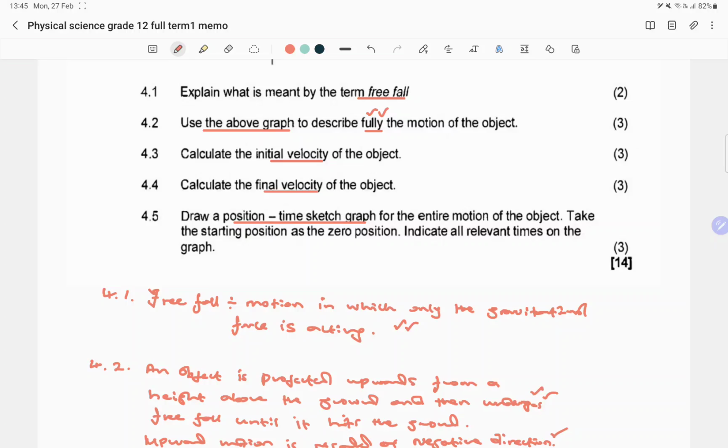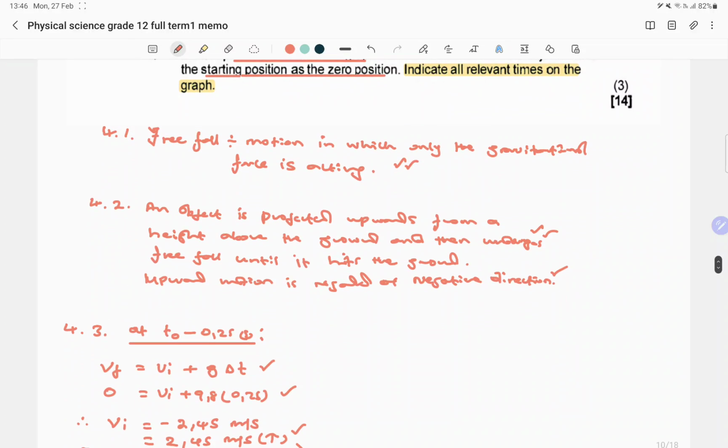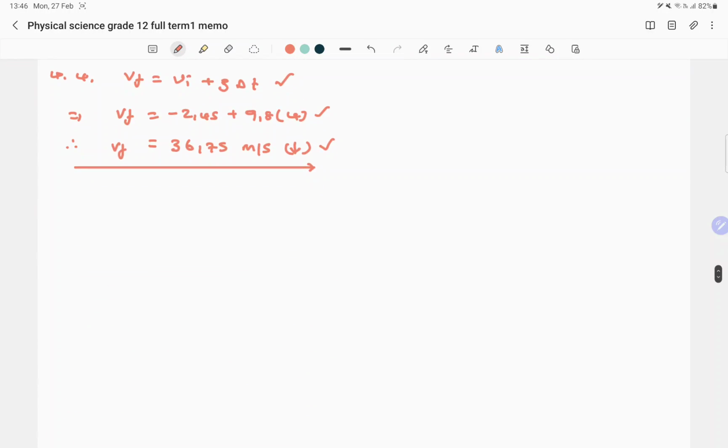Now we're told here, draw the position-time sketch graph for the entire motion of the object, and take the starting position as 0 position. Indicate all relevant times on the graph. Okay, that we can do pretty easily. So this is 4.5. So let's try and get this one.